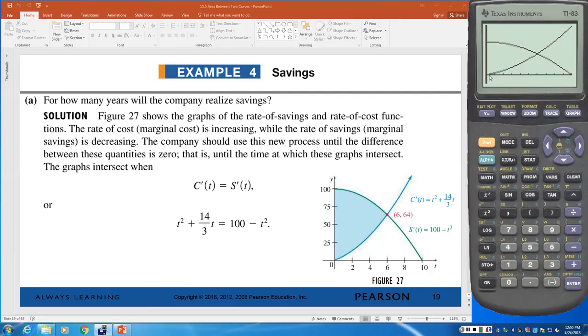So what we really need to know is that savings, that's your top function there, there's your savings function, is higher than your cost, which is your bottom function, until the intersection point. So in order to find the total amount of savings, we need to know what that intersection point is. So we go second, trace, choose number 5, and let it find the intersection point, and it says that it intersects at 6.64, which tells you basically that at the end of the 6th year, both your cost and your savings is $64,000. Okay, they equal each other out. They wash each other out.